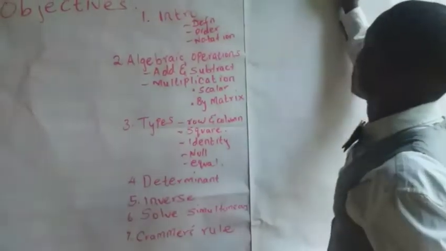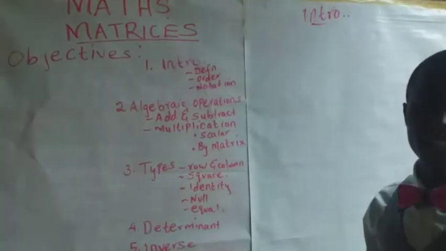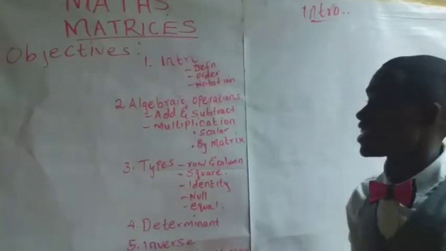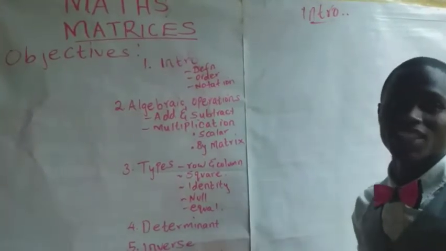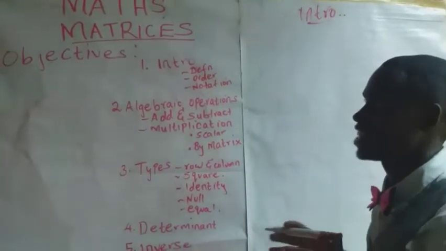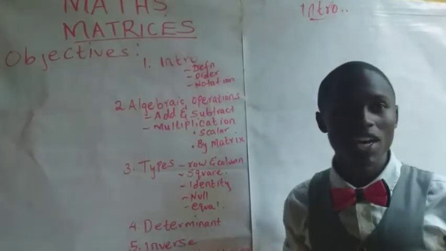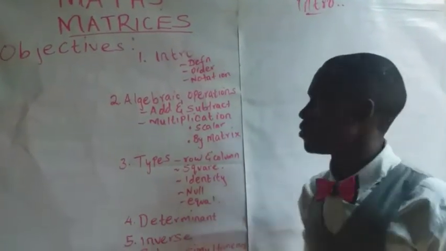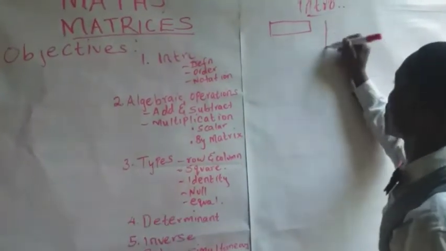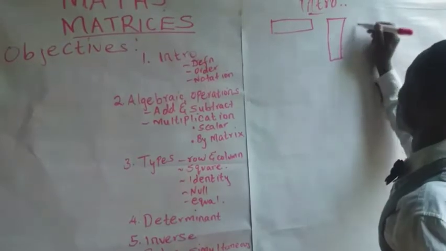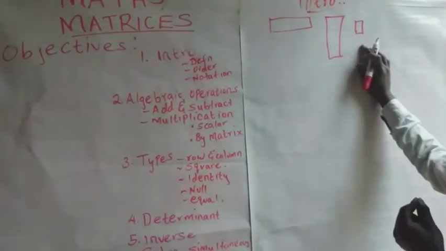In the introduction to matrices, we'll think about the definition of a matrix. Now, when we talk about definition of a matrix, if you were to explain a matrix to anyone who has never gotten into a class of matrices, you will tell them that it's a rectangular array of numbers, objects, or symbols. So if I say rectangular, you can think of such a rectangle. You can also think of such a rectangle or such a rectangle. This is a square, but it's also another type of a rectangle.